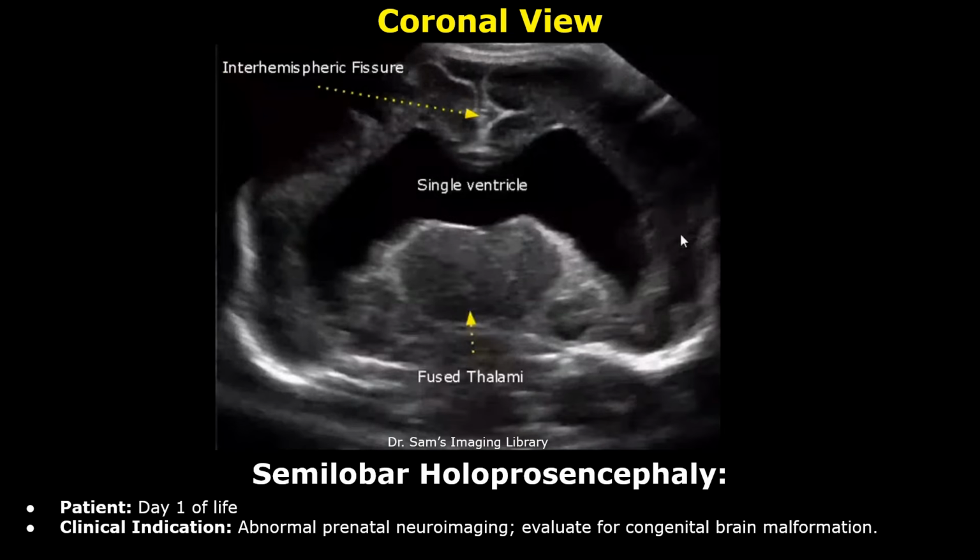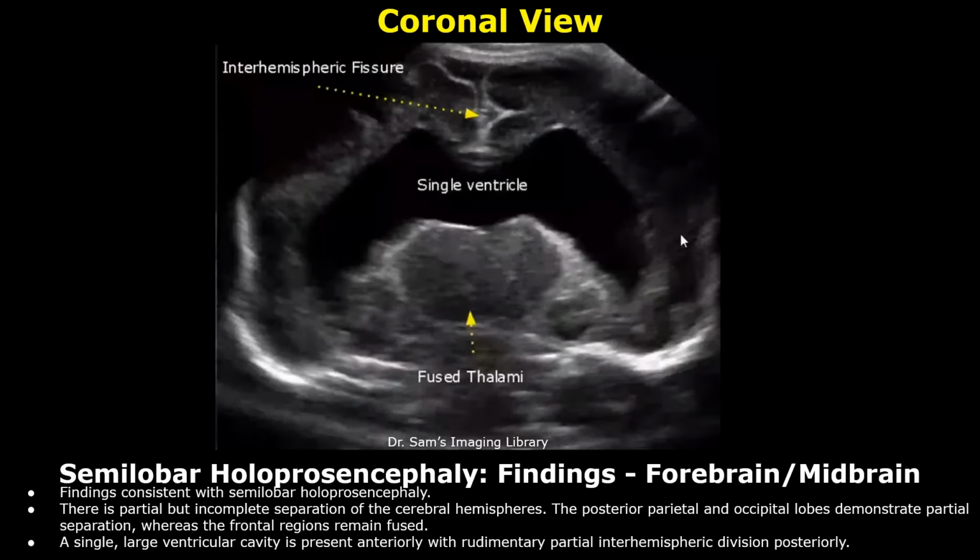This is a report of Semilobar Holoprosencephaly, which is intermediate in severity. Patient age is day 1 of life. Clinical indication: abnormal prenatal neuroimaging. Evaluate for congenital brain malformation.